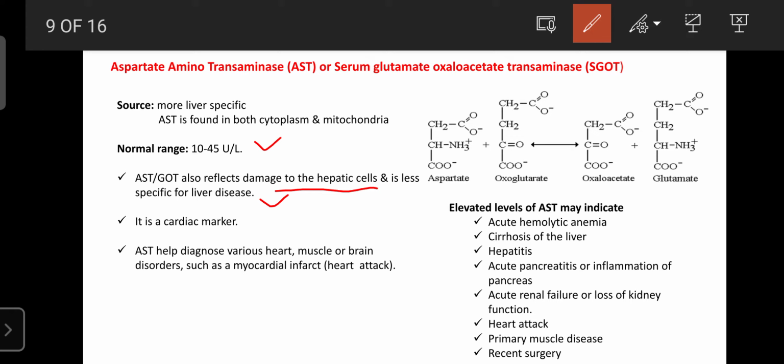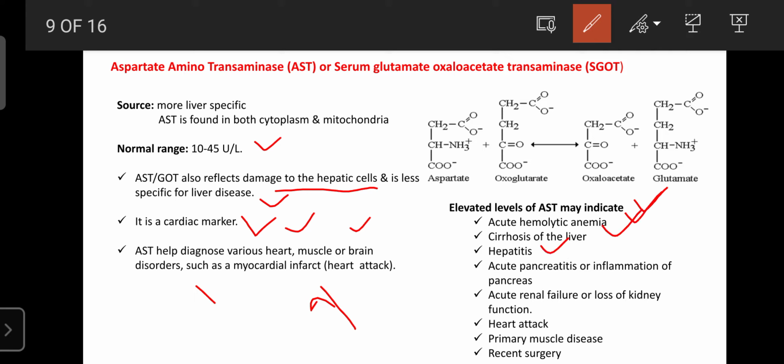In certain cases of liver cell damage, it is not much reflected in the AST level. But in the case of cardiac toxicity or damage of cardiac cells, this enzyme level definitely increases. So this marker is more specific to cardiac toxicity as compared to liver toxicity. AST also helps in the diagnosis of heart, muscle or brain disorders, even myocardial infarction or heart attack.